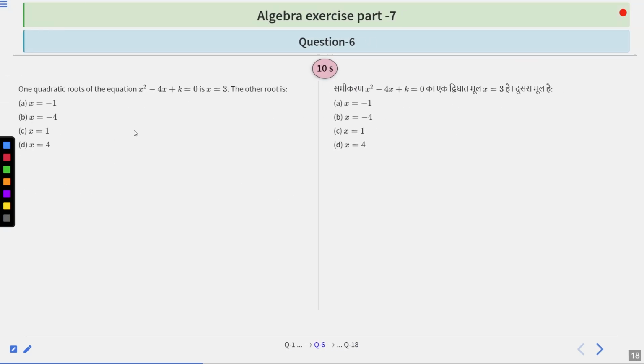Next, one of the roots of the quadratic equation x² − 4x + k = 0 is x = 3. What is the other root? The options are option A, x = −1; option B, x = −4; option C, x = 1; and option D, x = 4. And you have 10 seconds to find out the correct option.